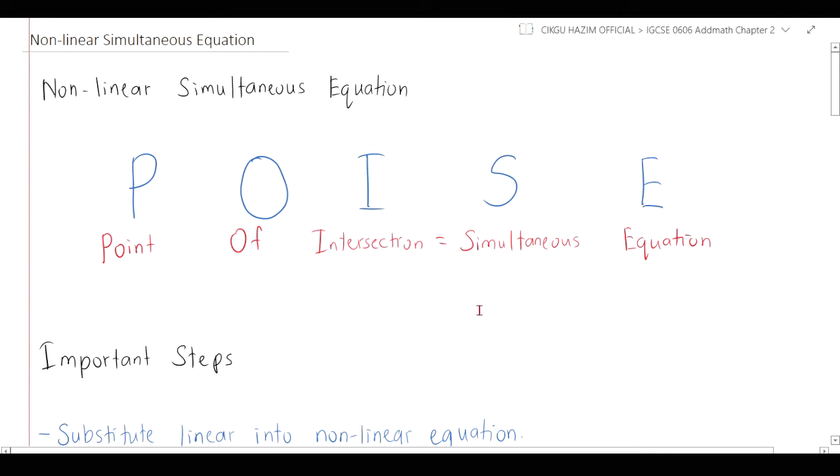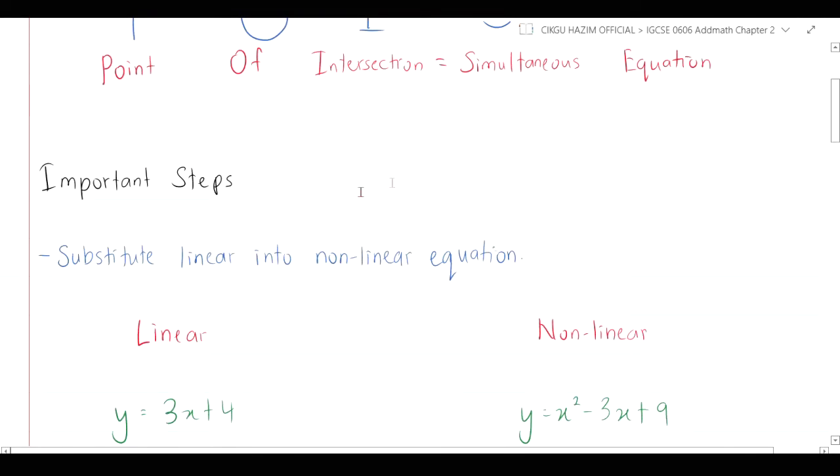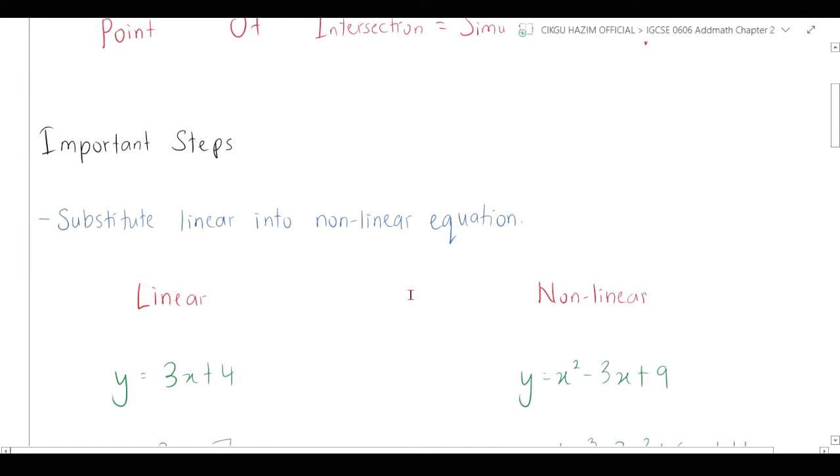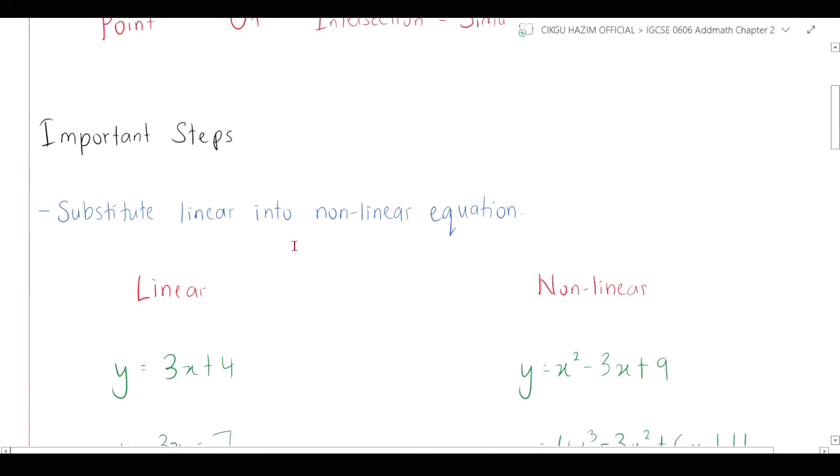In simultaneous equations, there is an important step. This is very, very important. If you did not do this correctly, everything would be wrong and you will waste all of your time. You need to substitute the linear equation into the non-linear equation. That's very important. If you do it wrongly, you will straight away get the wrong answer. So how do you know whether the equation is linear or non-linear?